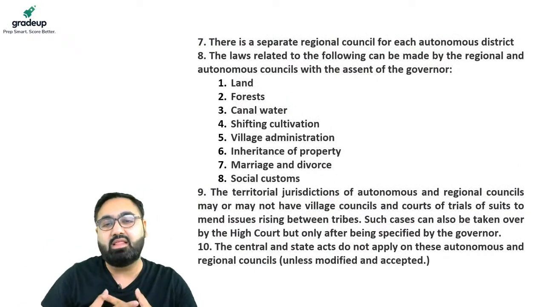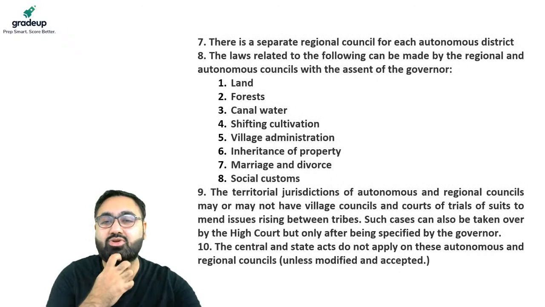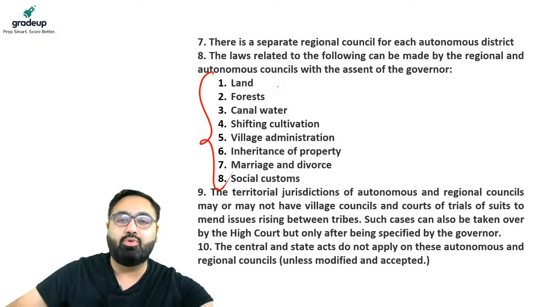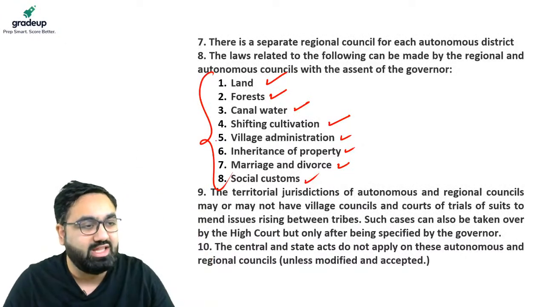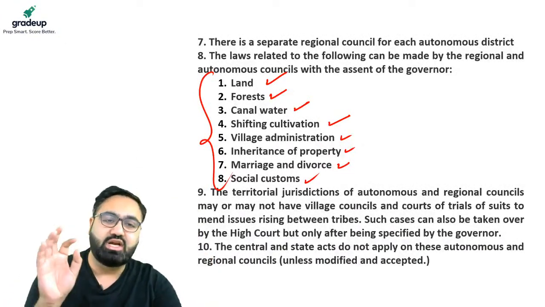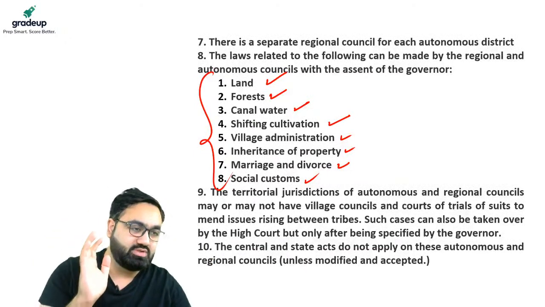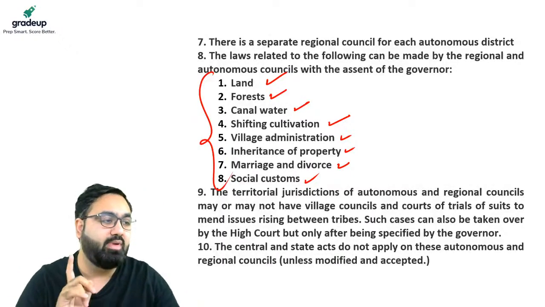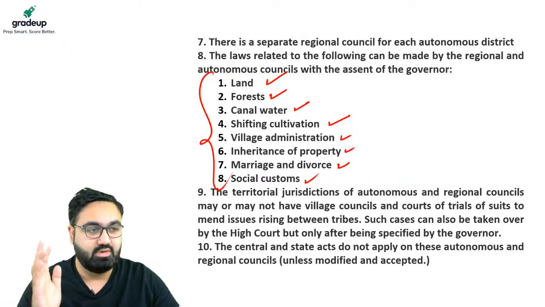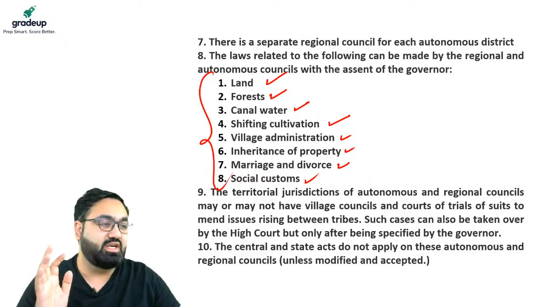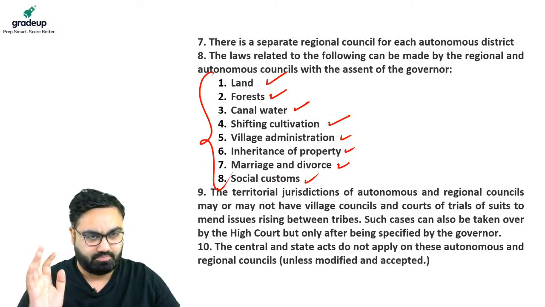As I said, they can make their own laws. On what matters? On these matters: land, forest, canal water, shifting cultivation, village administration, property, marriage, divorce, social customs. On all these things, the autonomous district council can make their own laws and no one will question them. The tribal advisory council cannot make its own laws. It can only advise the state government when they are making laws. But the autonomous district council in every district can make its own laws.